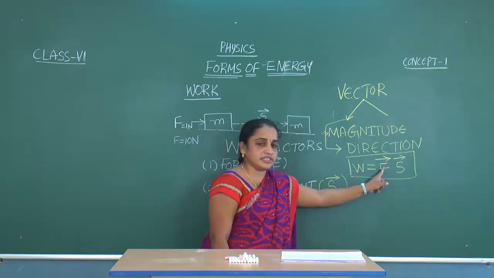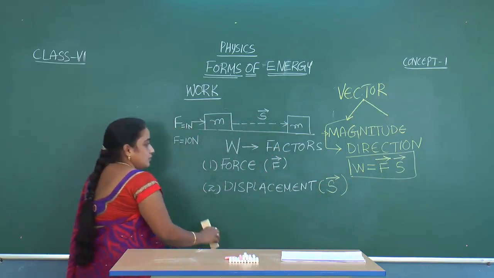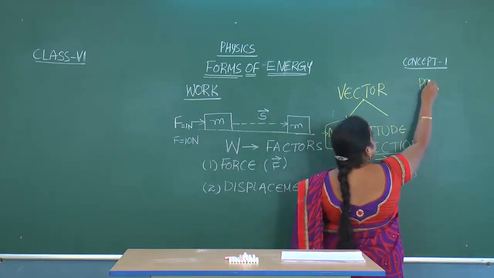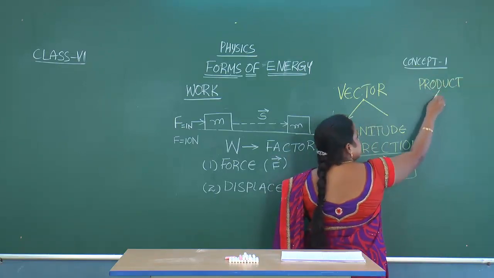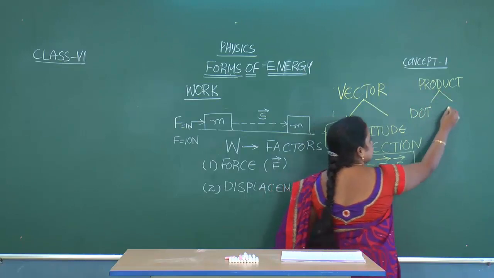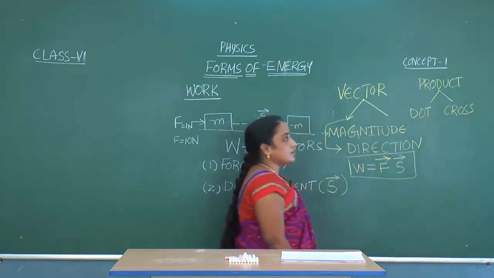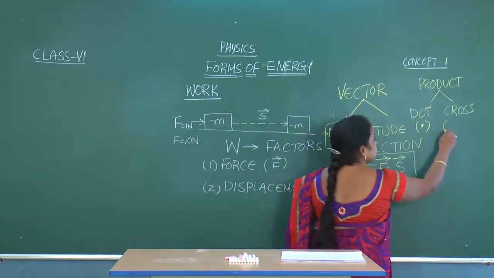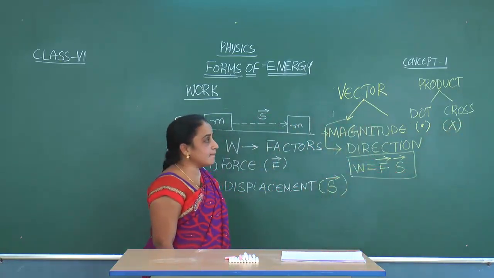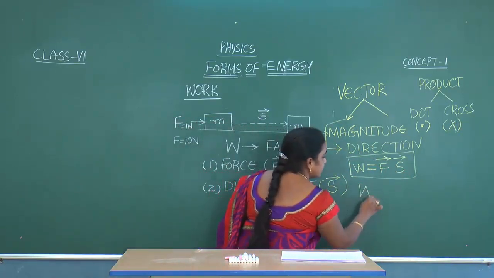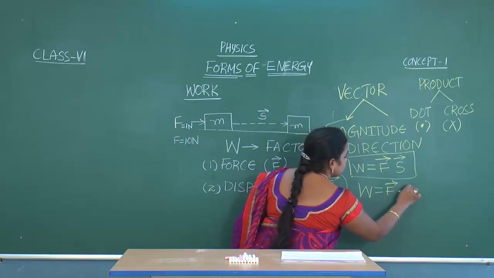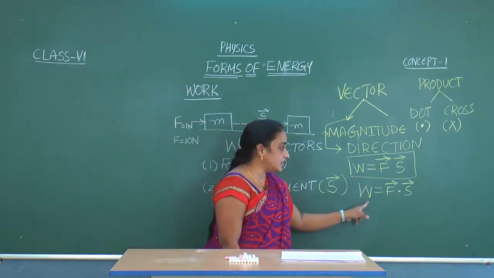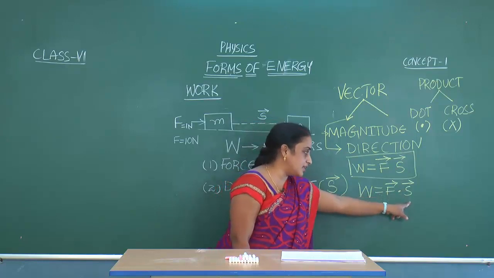Here, by into I'm mentioning that I'm using a product. So the product in the case of the work done, we are going to write in two ways. The first one is dot product and another one is cross product. Dot means simply we'll represent with a dot. Cross means we'll represent with a cross. So now we are going to write work W is equal to F bar dot S bar. Now you came to know that work done is nothing but force into displacement.